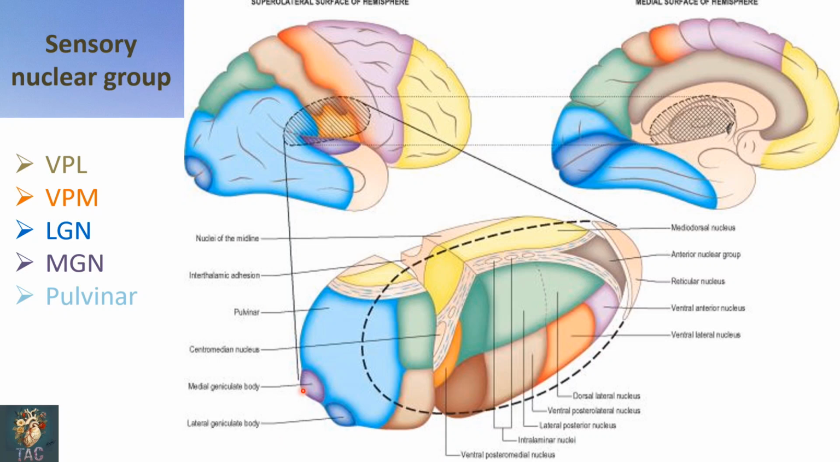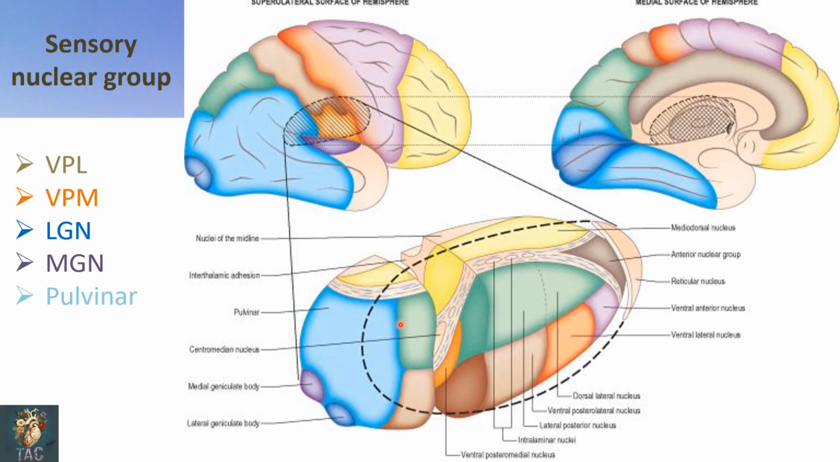Similarly, the medial geniculate body is related with the auditory impulses. These auditory impulses start in the cochlear part of the vestibulocochlear nerve. From here they relay into the cochlear nerve nucleus, then the trapezoid body, then the lateral lemniscus, and enter into the medial geniculate body, and from the medial geniculate body this goes to the temporal lobe, the auditory cortex.